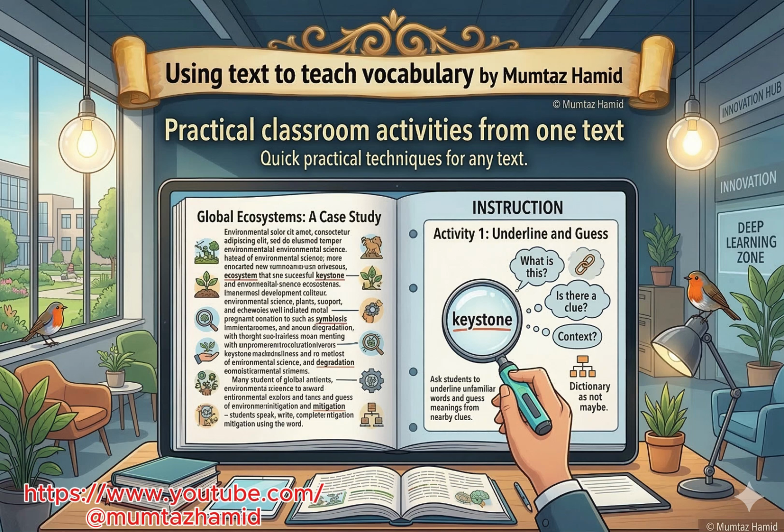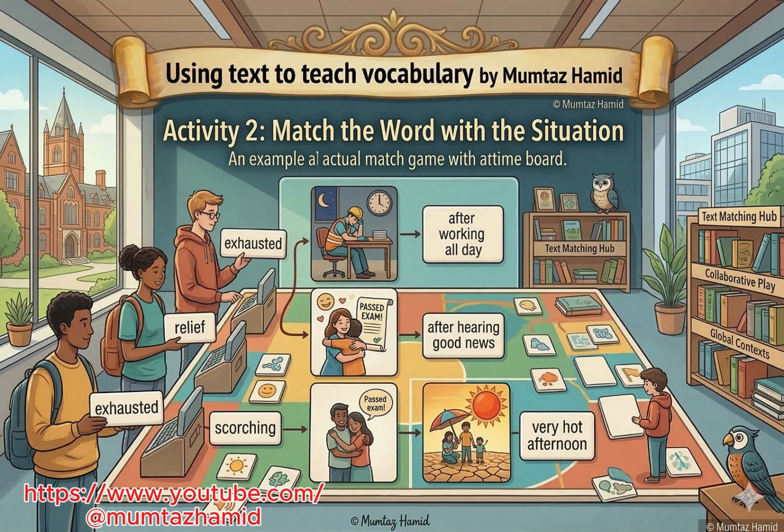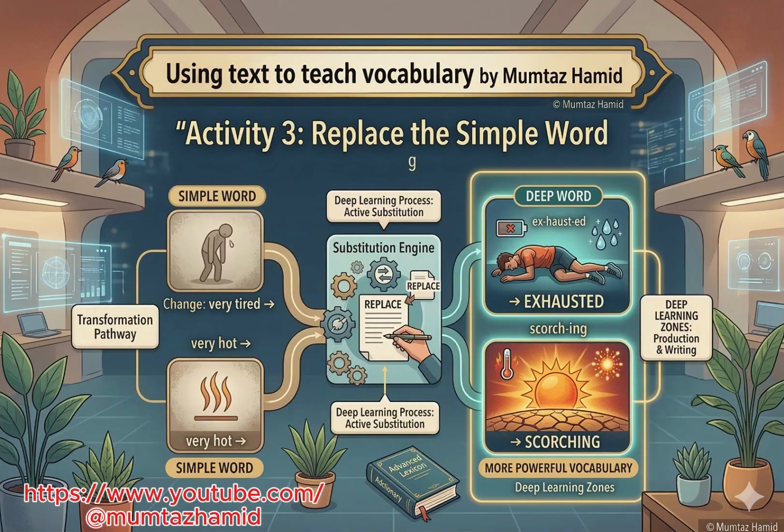Now let me give you some quick, practical techniques you can use with any text. Activity 1. Underline and guess. Ask students to underline unfamiliar words and guess meanings from nearby clues. Activity 2. Match the word with the situation. For example, exhausted, after working all day. Relief, after hearing good news. Scorching, very hot afternoon.